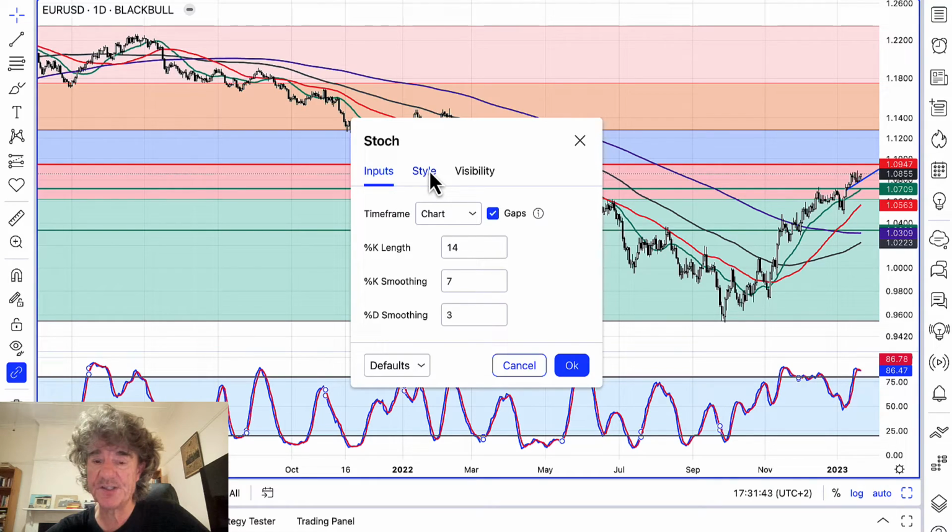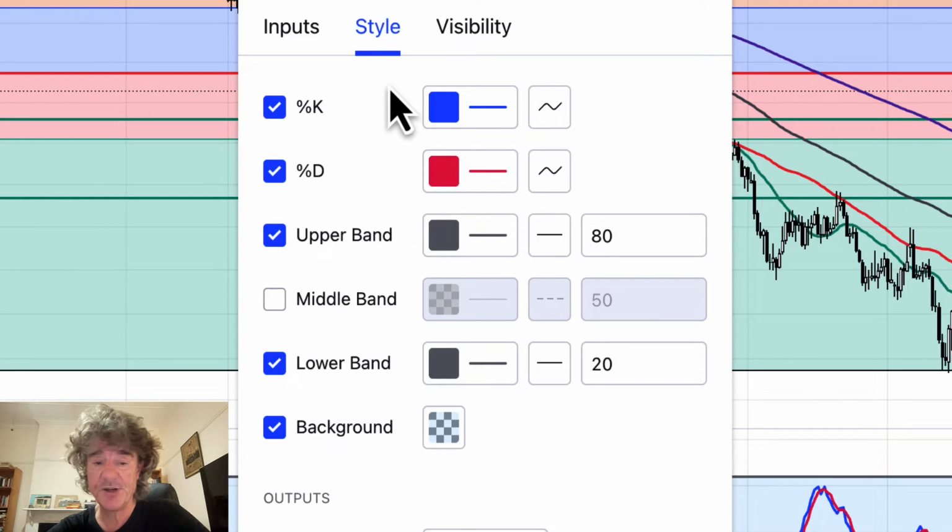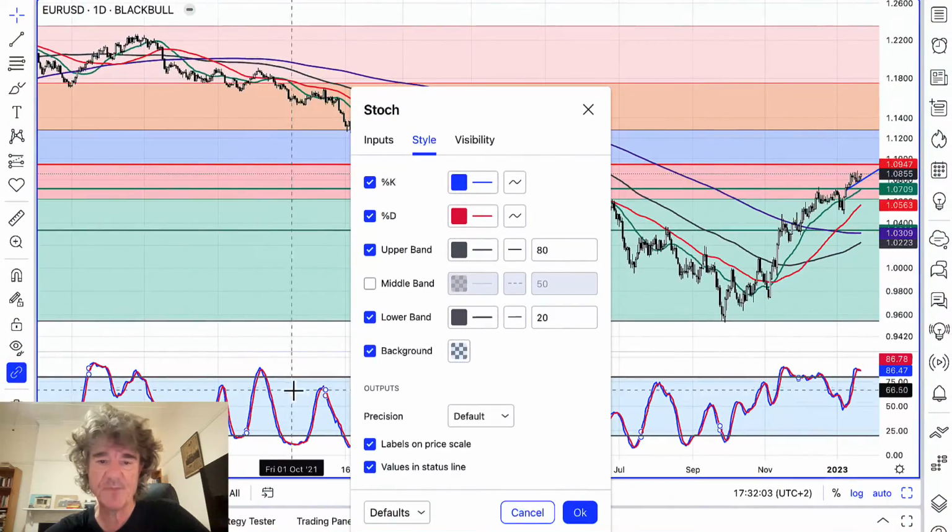Now, if you go across to style on TradingView, or whatever charts you're using, you can see there's a whole bunch of stuff you can choose from. And basically the visuals of how you look at this on your chart. And I've set percentage K and percentage D as blue and red, respectively. You can see that on the chart below here.